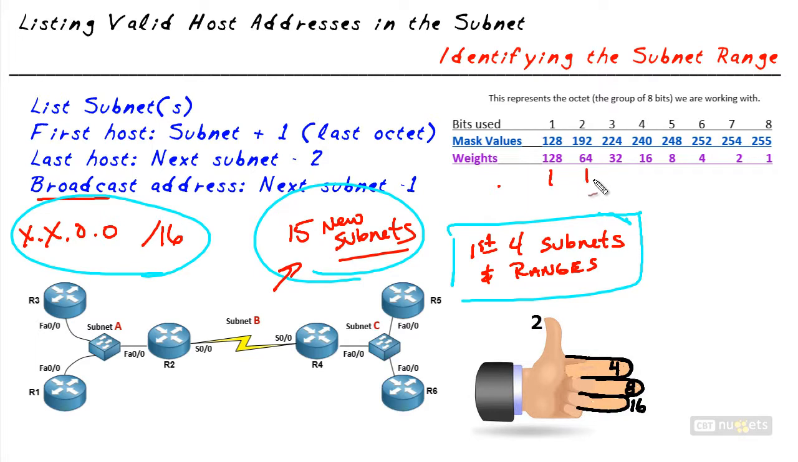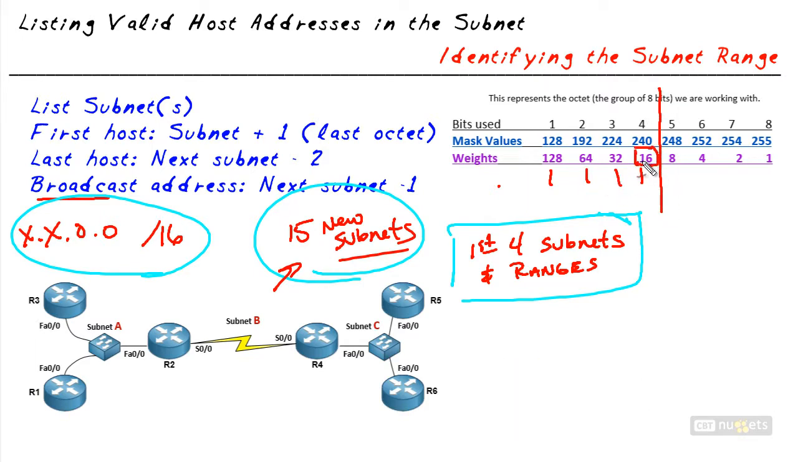And that new mask would look like this. There's our dividing line. There's our block size of 16, and the first 4 subnets would be 0 for subnet 0, 16, plus 16 more is 32, plus 16 more is 48, and that's all I asked for.